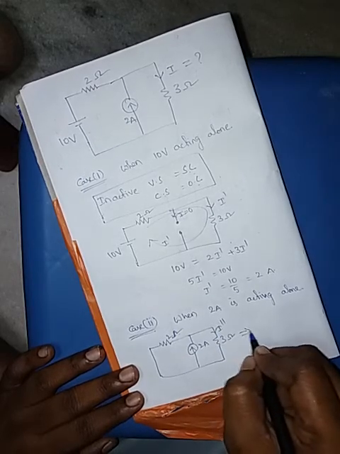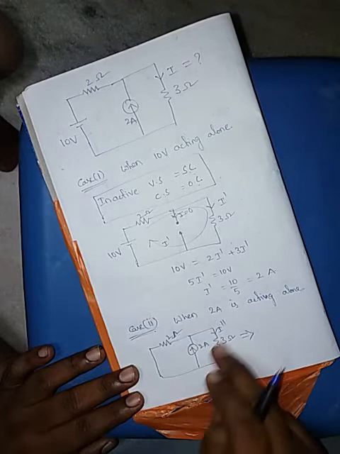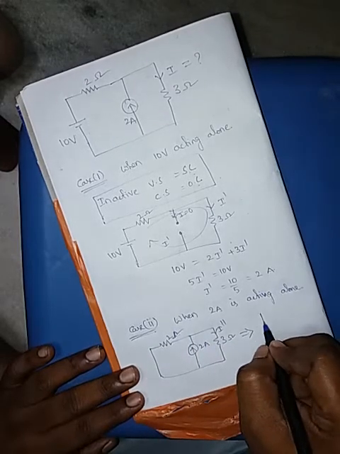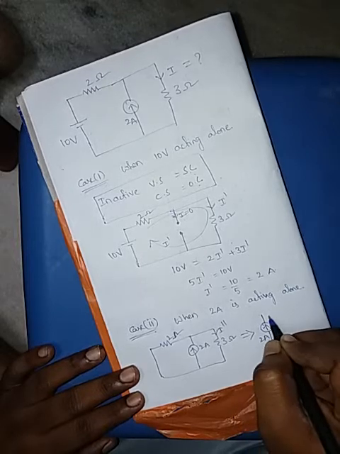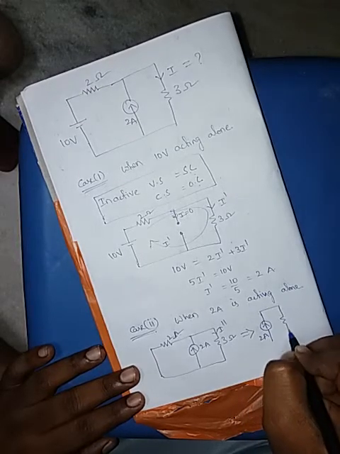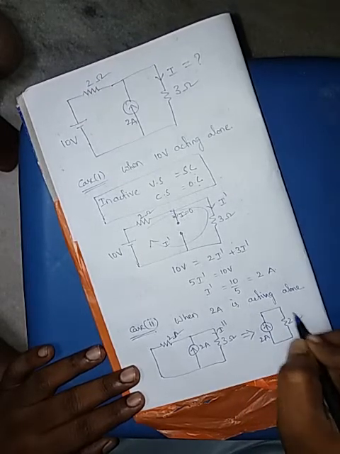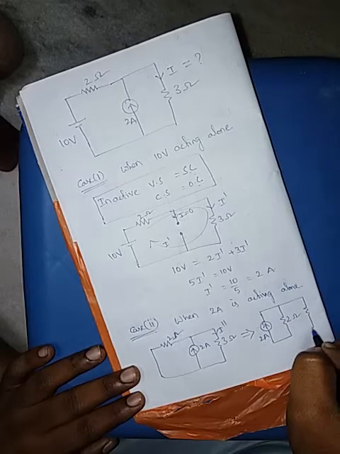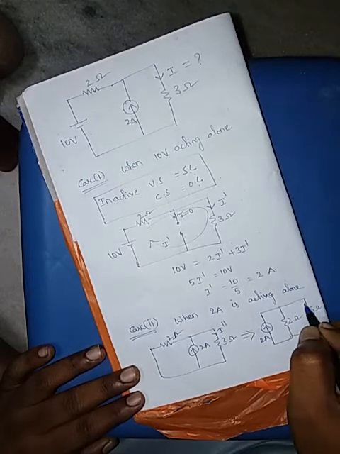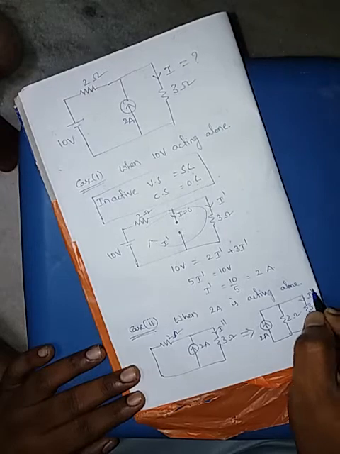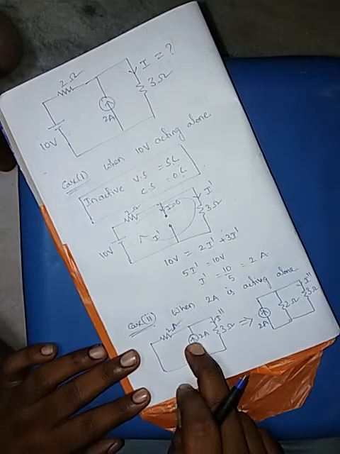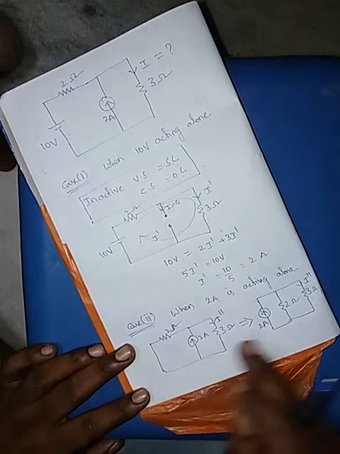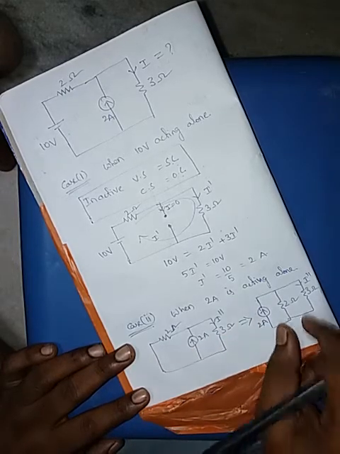Now you can also redraw this network. As 3 branches are connected in parallel, you can redraw the network like this. This is 2 amps and here it is 2 ohms. This is 3 ohms. This current is I double dash. Just move this current source here, so the network is redrawn like this.